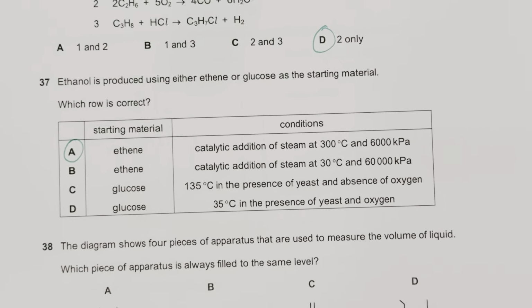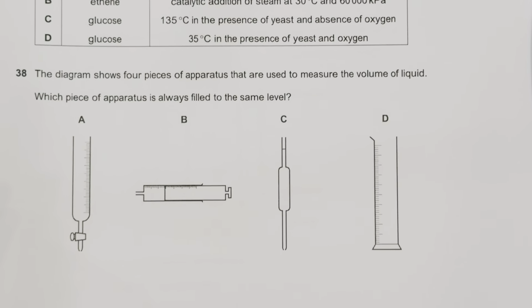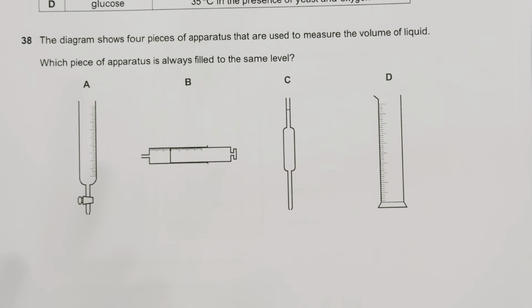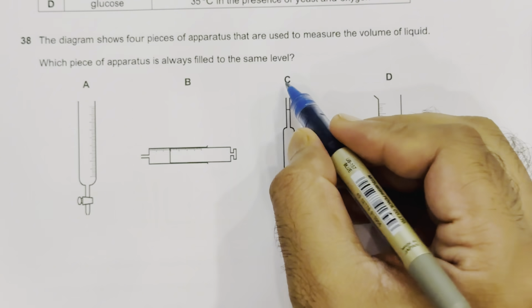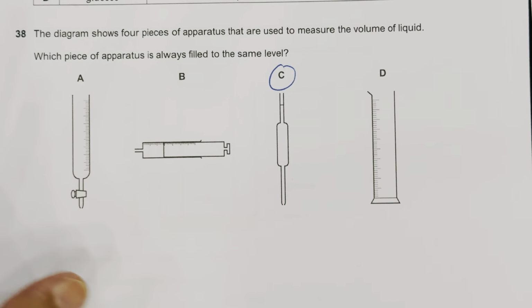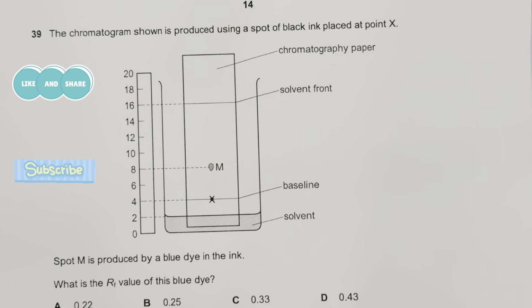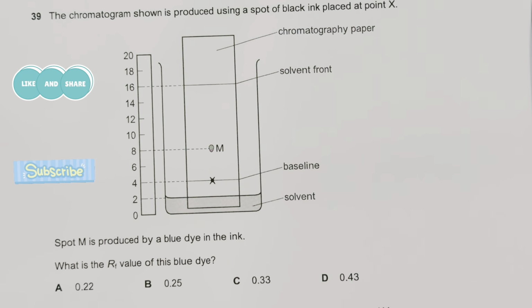The diagram shows 4 pieces of apparatus to measure volume. Which piece of apparatus is always filled to the same level? So we know that it is C, that is the pipette. Moving to question number 39, second last question. The chromatogram shown is produced using a spot of black ink placed at the X. Chromatogram is given. You can see spot M is produced, the dye in the ink. What is the Rf value of the blue dye?